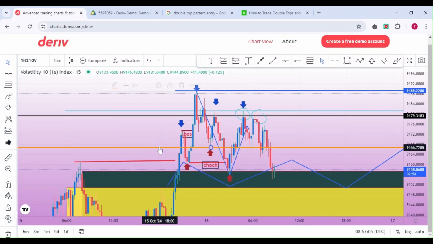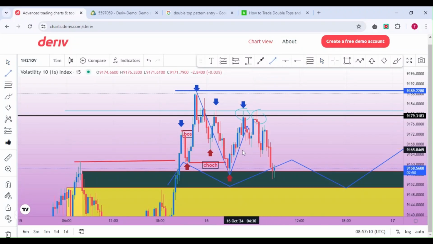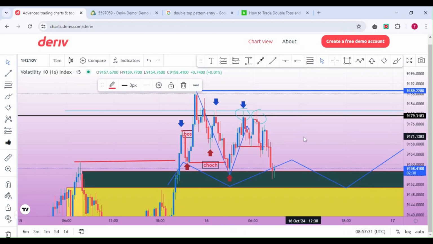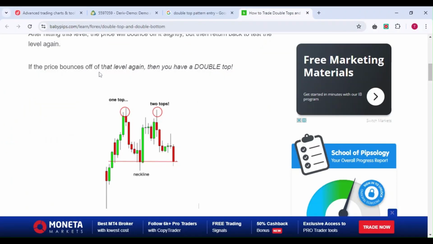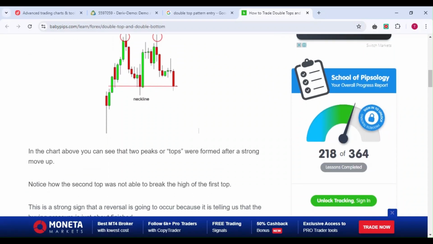Let me just draw a good neckline so that someone doesn't get confused. So this is the neckline, this one. Allow me to draw it there. So that one now becomes the neckline of the double top pattern. So what has it been told? You can see if the price bounces off that level again when you have a double top, and in the chart you can see two peaks. The tops were formed after a strong move.